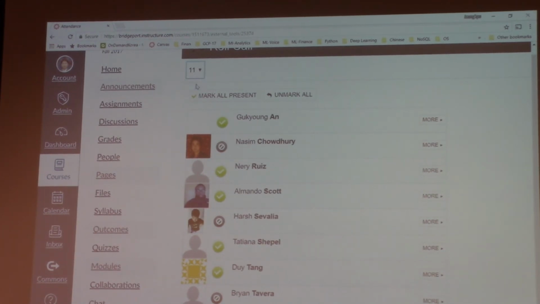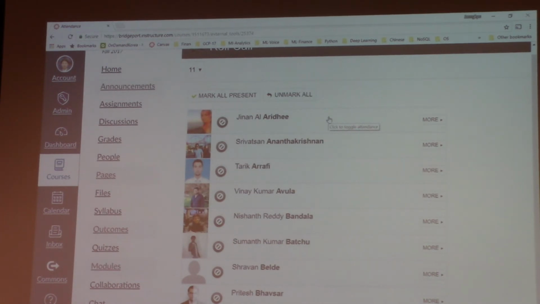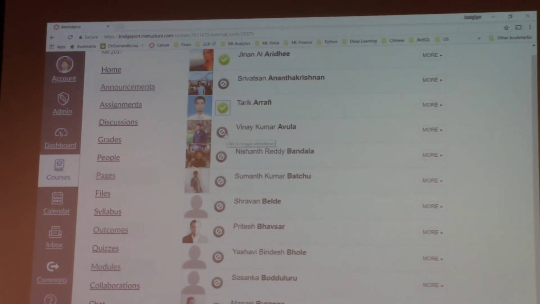Then move to the graduates. Listen to this, very slow. The Canvas is very slow. Jinan. Sribasan. Tari. Oops. Tali here. What is that? And Binay. Okay. Nishant. Ready? Suman Kumar.